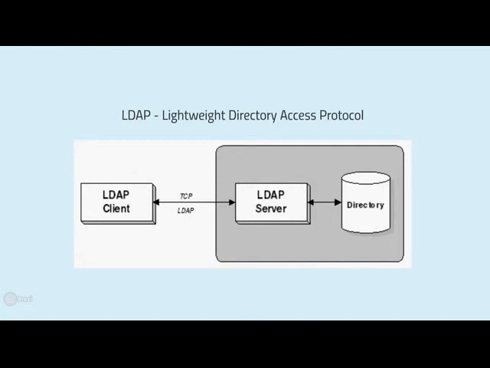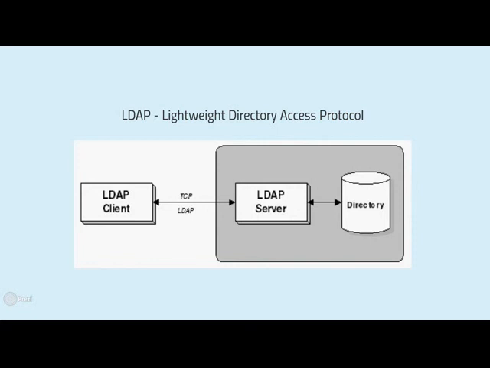However, DAP was way too large to run on a personal computer. So LDAP, the Lightweight Directory Access Protocol, sometimes called X.500 Lite, is a simpler subset of DAP. DAP and LDAP have some primary differences. Unlike X.500, LDAP was designed to run over TCP/IP, making it ideal for internet and intranet applications.